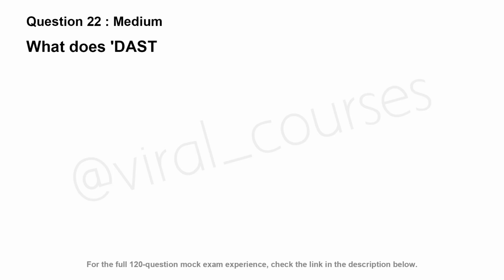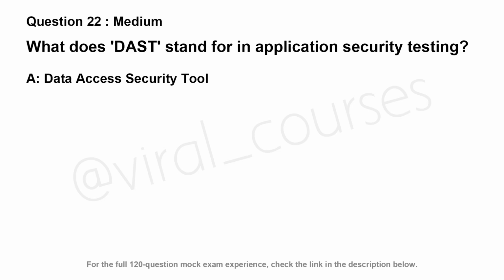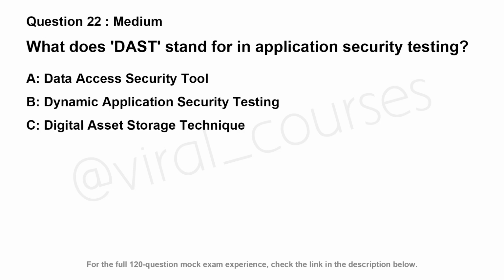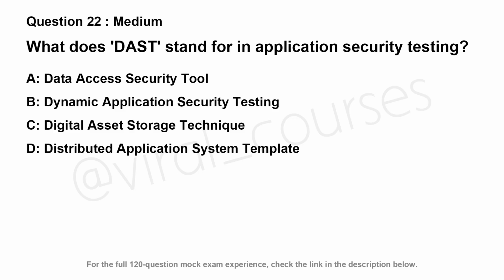What does DAST stand for in application security testing? Option A, Data Access Security Tool. Option B, Dynamic Application Security Testing. Option C, Digital Asset Storage Technique. Option D, Distributed Application System Template.